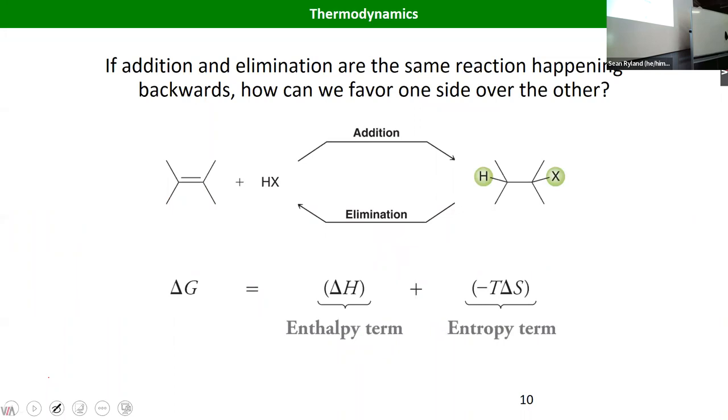All right, quick thermodynamics question. I made this point several times before, in one of your questions on the in-class assignment, asking you to write an explanation yourself. If addition and elimination are the same reaction happening backwards and forwards, how do we favor one side of the reaction over the other? Bonus points if you can bring in the other reaction or make the same logical distinction.